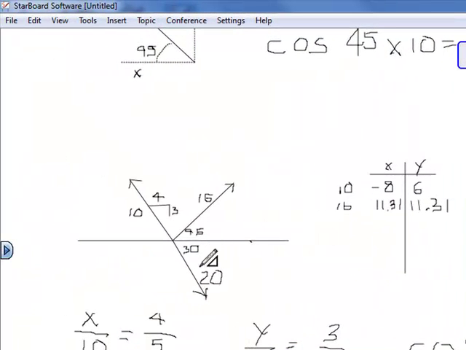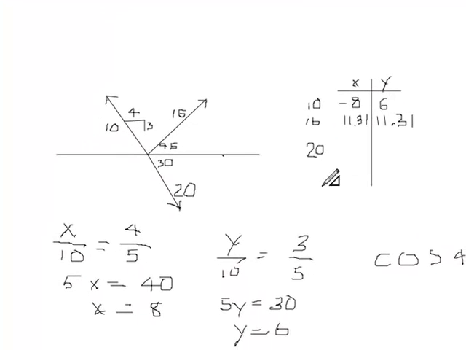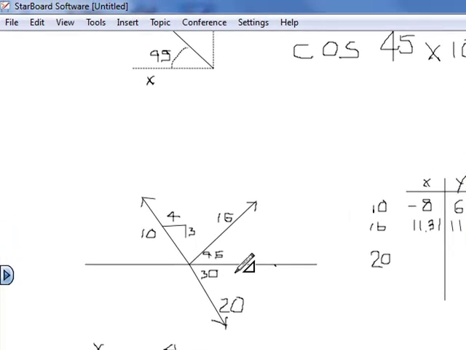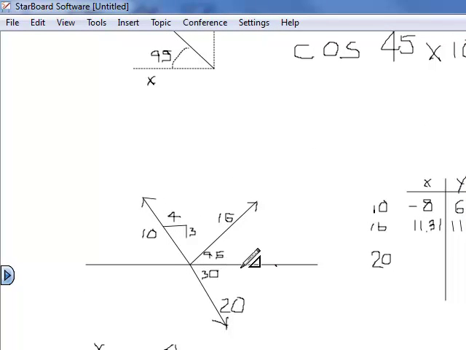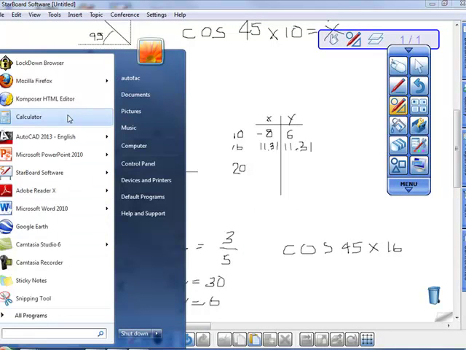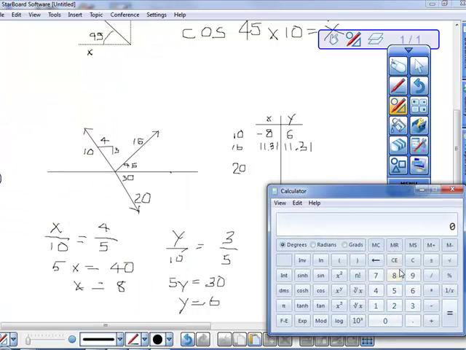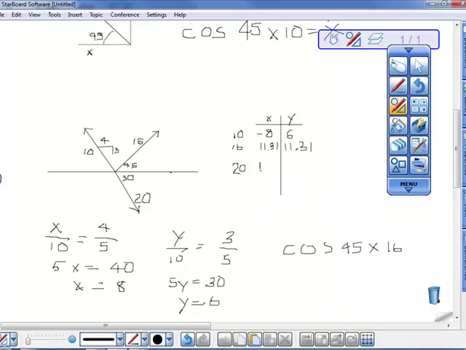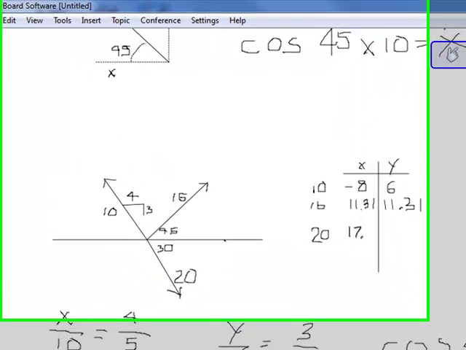So then the last one we have to figure out is this 20. Your x would be adjacent over hypotenuse, so it would be cosine 30 times 20, correct? I'll use my calculator again. 30 cosine times 20 equals 17.32. So your x is 17, and that's going to be to the right, so that's positive.